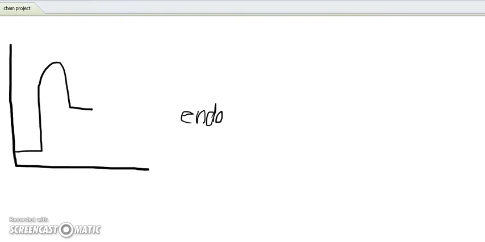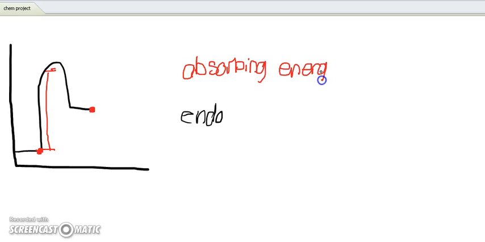In an endothermic graph, it's the opposite. So the starting point is here. It has a high activation energy, and the ending point is higher than the start. Since this is absorbing energy, it will be endothermic. And same with the exothermic graph, it's going to always start low, end high.